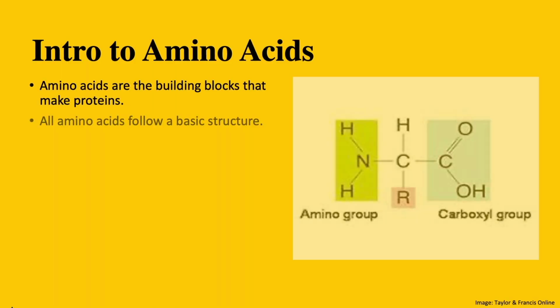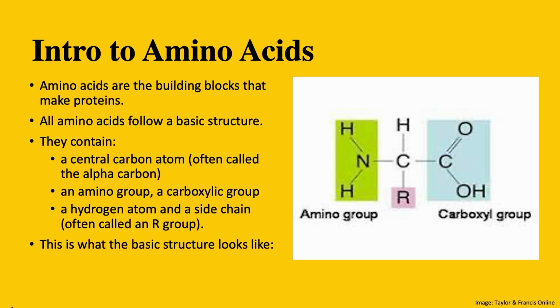A brief intro to amino acids. Amino acids are the building blocks that make proteins. Almost all amino acids follow the same basic structure. You can see that structure on the screen. They contain a central carbon atom, often called the alpha carbon, an amino group, a carboxylic group, a hydrogen atom, and a side chain. The side chain is often called the R group.